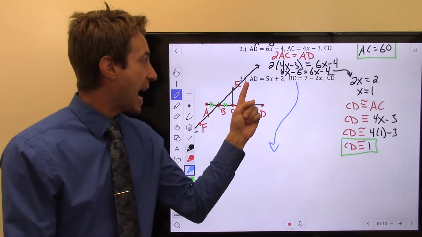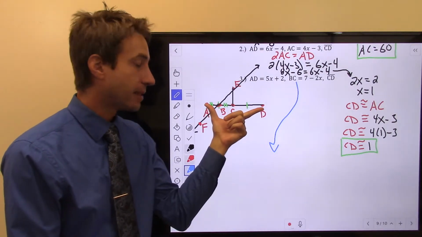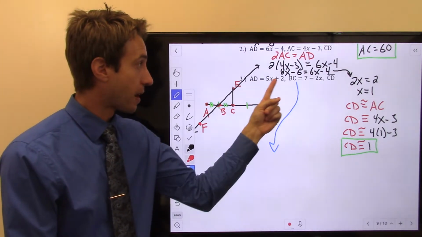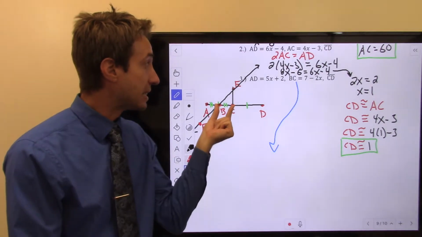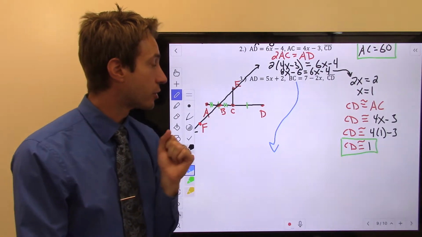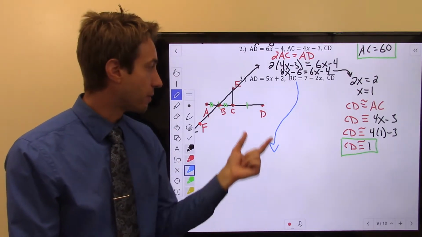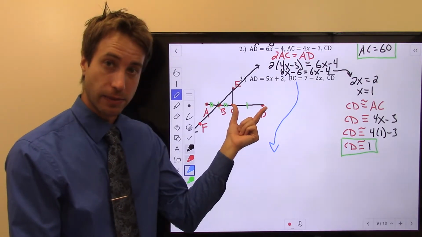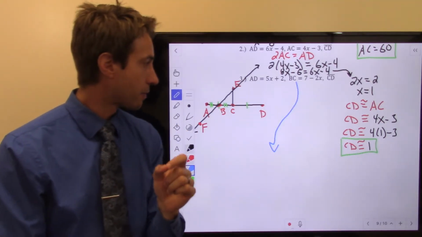Here we go. AD, that's the entire length, is 5x plus 2. BC is 7 minus 2x. I want you to find CD. Careful on this one. Careful on this one.